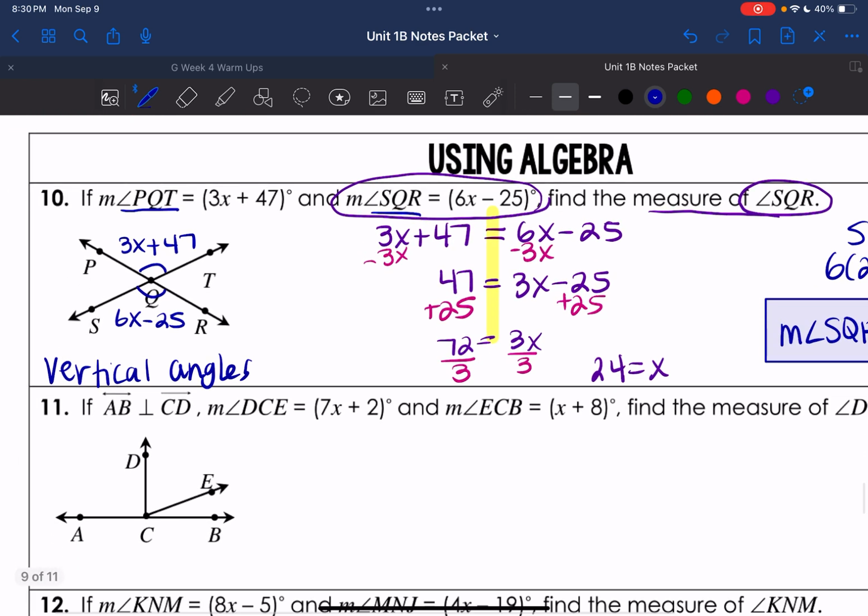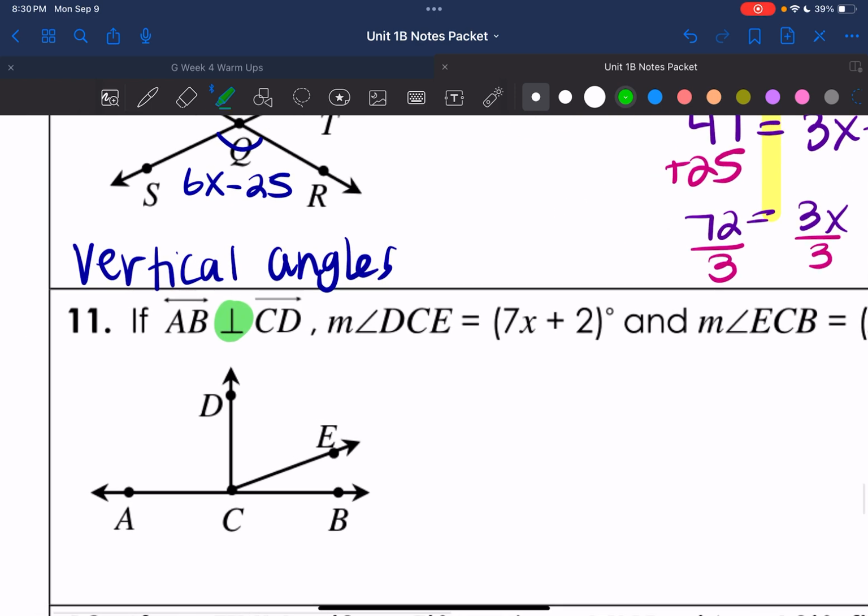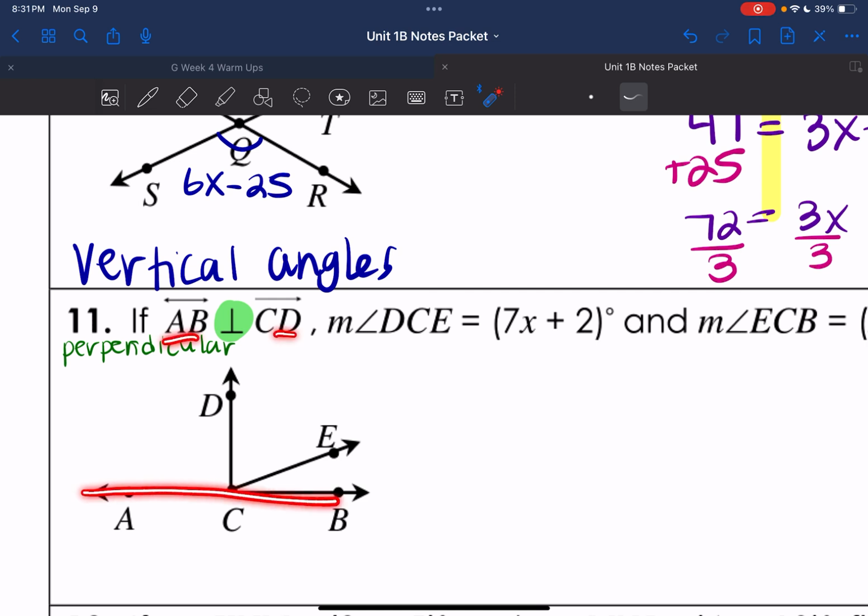Okay, next one. So some of the vocabulary or notation that we learned on Friday, that little upside down T, that means perpendicular. Perpendicular. And if two lines are perpendicular, that means that they meet at a 90-degree angle. So AB and CD, here's AB, here's CD. They are letting us know that this is a right angle.